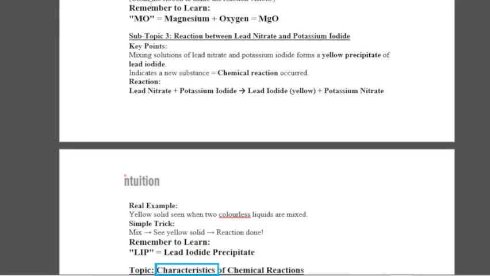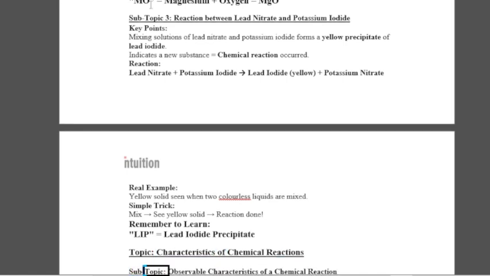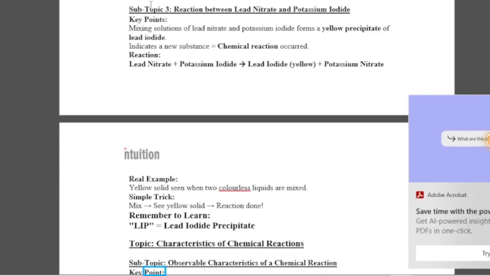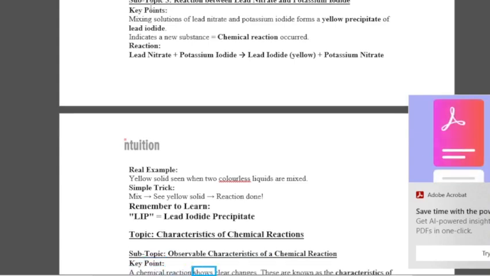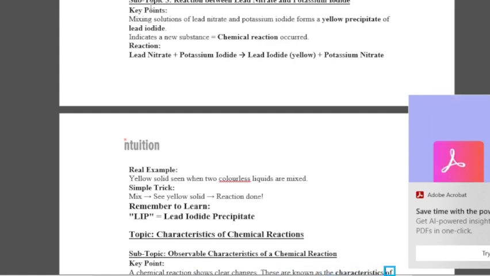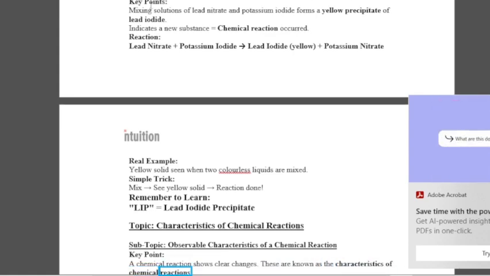Topic: Characteristics of chemical reactions. Subtopic: Observable characteristics of a chemical reaction. Key point: a chemical reaction shows clear changes. These are known as the characteristics of chemical reactions.